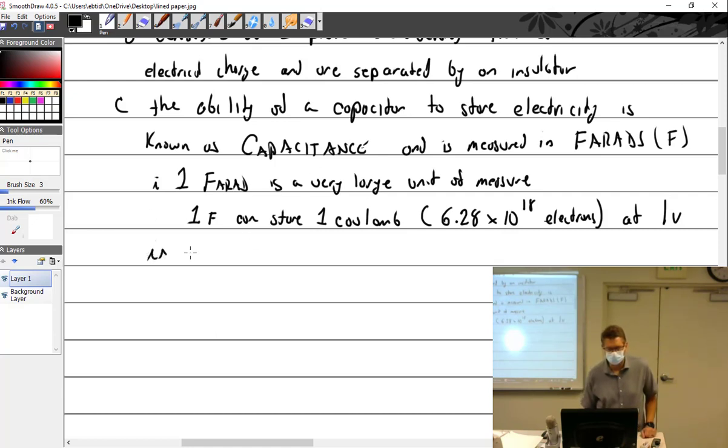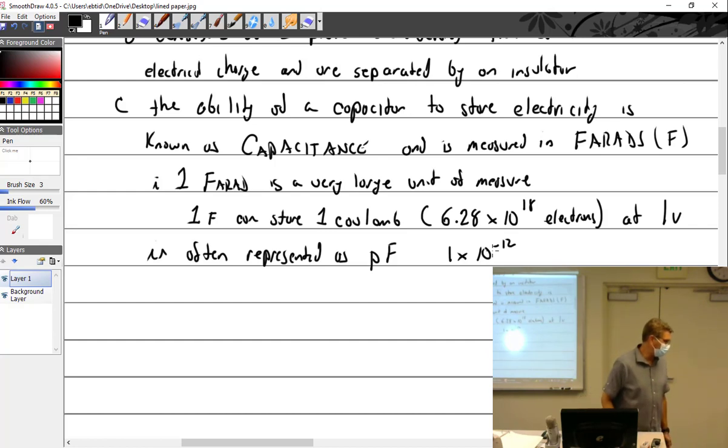So often represented as picofarads, which is 1 times 10 to the negative 12. So it'd be very common to see something measured in picofarads, because you can see that one is gigantic, and it's what, 25 microfarads? So you get one in a magneto that is an inch tall by thinner than a dime.